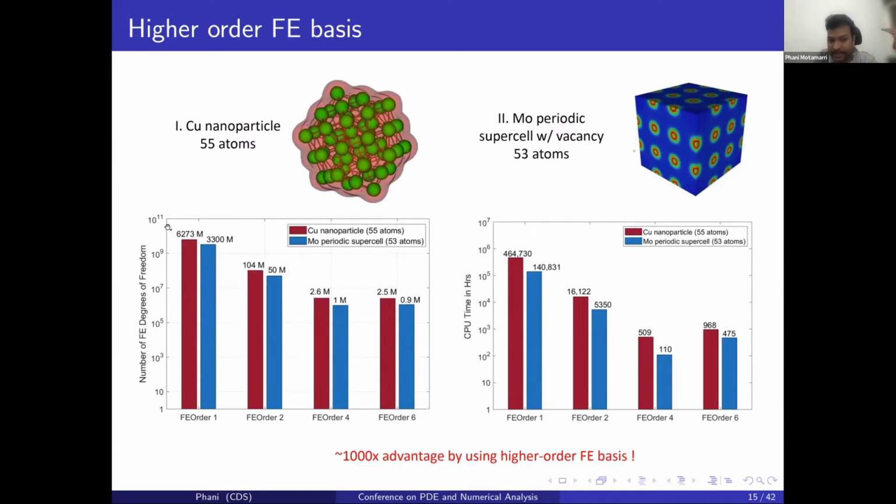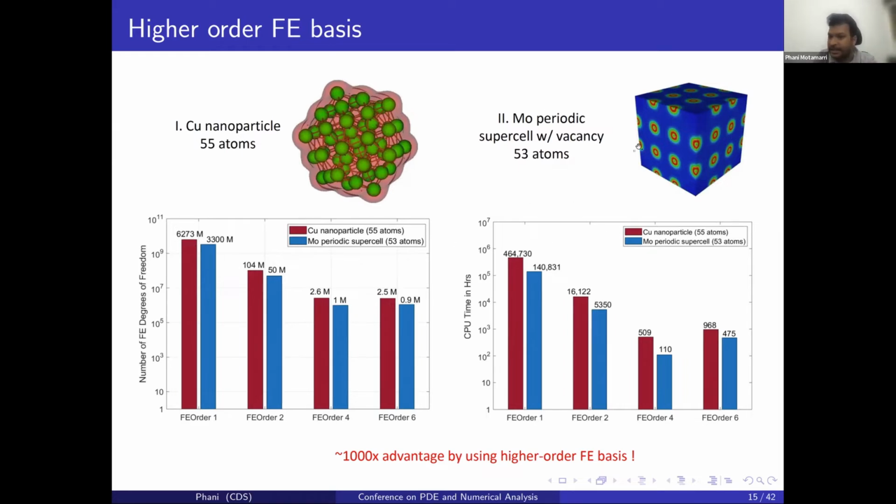So here there is a benchmark study which we have done on a copper nanoparticle, which comprises 55 atoms. And we are interested in the ground state energy, which is obtained after solving the Kohn-Sham eigenvalue problem, computing the electron density and computing the energy, to a required level of accuracy. Now, for that level of accuracy, if you tabulate the number of finite element degrees of freedom versus the finite element interpolating polynomial you require, we see that as you keep increasing the FE order, you see a dramatic reduction in the degrees of freedom you require to solve the problem for a similar accuracy.